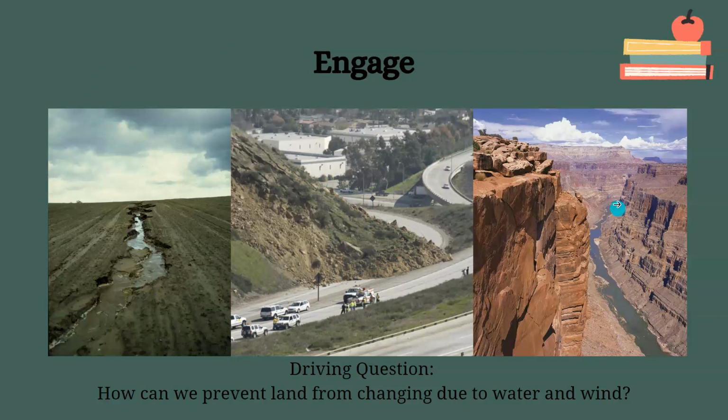And then on the third image, we have the image of the Grand Canyon, which displays erosion that's happened through time. And then we would pose a driving question: how can we prevent land from changing due to water and wind?